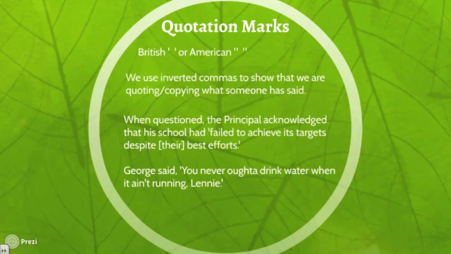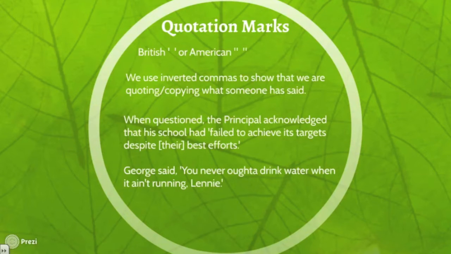So here we've got two quotes. We've got an embedded quote in the first example, and an embedded quote is where we use the words in the quote that we've chosen to actually complete our sentence. So we've got, when questioned, the principal acknowledged that his school had failed to achieve its targets despite their best efforts. So we've used the words from the quote to complete our sentence.